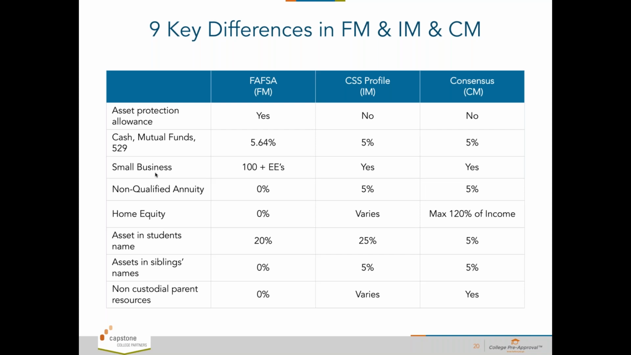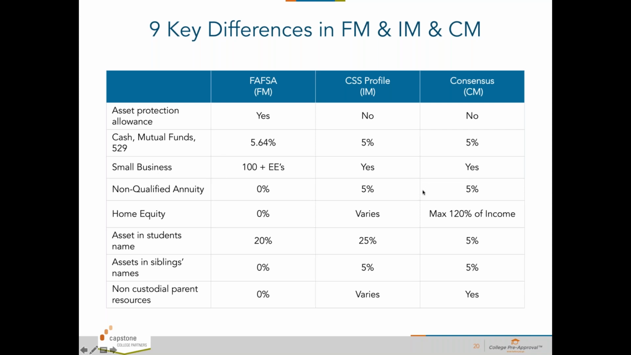Next one down, non-qualified annuity. The FAFSA does not ask about it and does not count against you, whereas the profile and consensus schools, the vast majority of them, are going to assess that as a resource. Now, I know there are restrictions about accessing those dollars. As a financial planner, we know these things, but they are going to consider that.